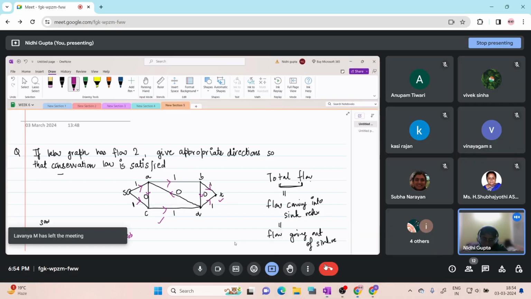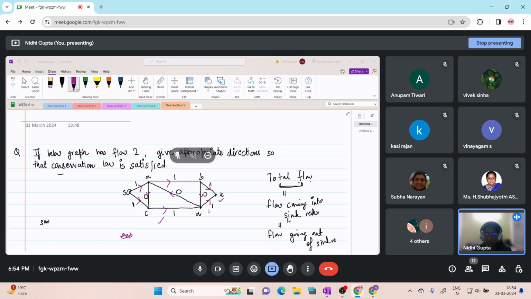So this was it. Now there is an algorithm to find the maximum flow, which will be done next week. This was the last question. Do you have any doubts from the connectivity or the definition of flow and the directed graph? If you have doubts, you can ask.